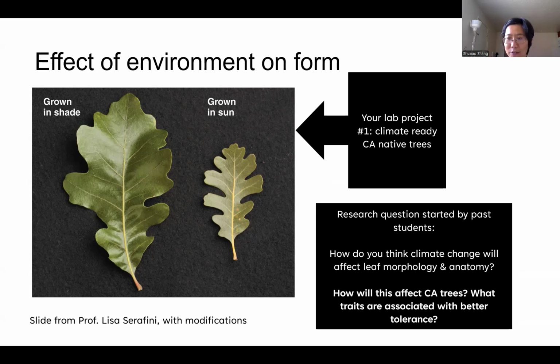So something that my past students have worked on is they have asked, how will climate change affect leaf morphology and anatomy? How will climate change affect California native trees? And are there traits that are associated with better tolerance? So in the past, and what you guys will be doing, you are all going to go out onto campus and find yourself several trees, and you're going to track different traits of those trees for the quarter. And the final data for that is going to be your lab project.